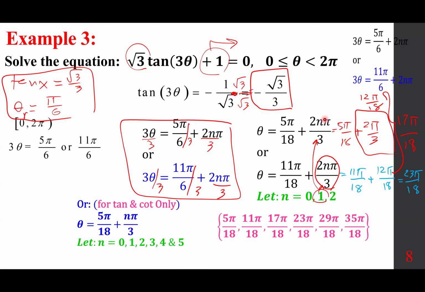Now, because tangent and cotangent, the period is pi, okay? Because the tangent and cotangent, the period is pi. You can go with the first one, okay? This one. Let me erase my work. You can go with the first one.